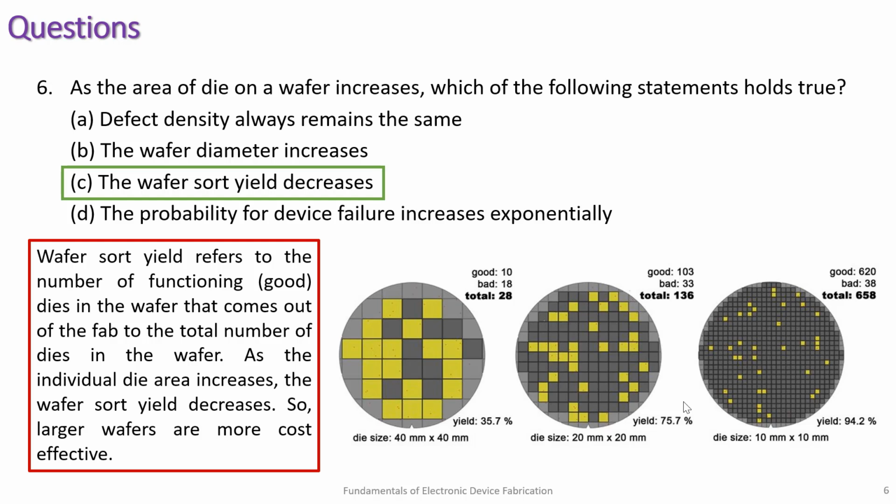Die size increases, edge die increases. Then only your wafer decreases. Yeah. If we increase die size, then edge die will be decreased. I think on this picture, this is what is happening.